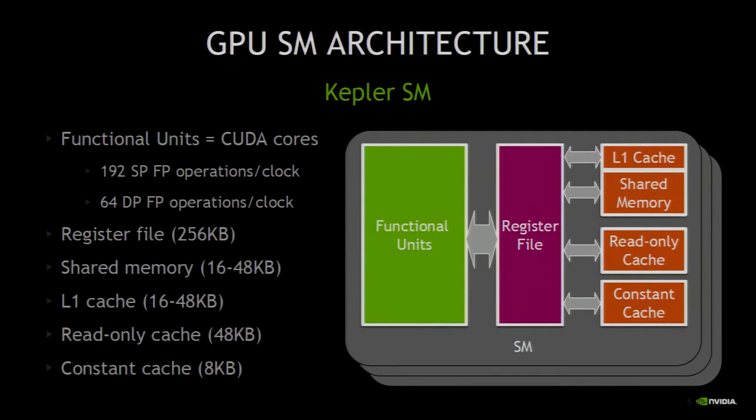And then the double precision performance is roughly a third of that. So it's about 64 double precision floating point operations per clock, and this accounts overall for more than 1 teraflop.